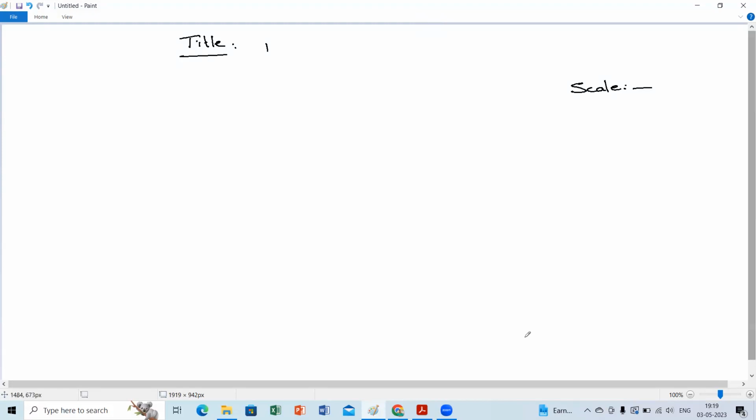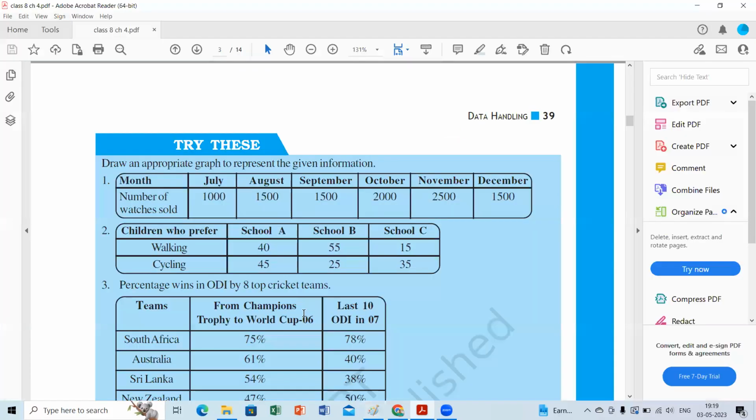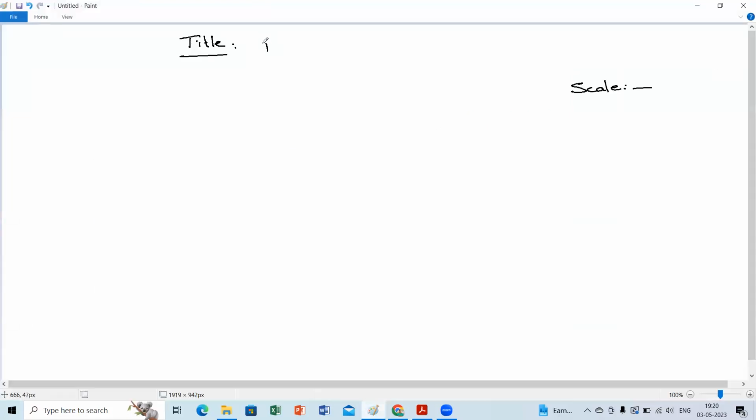Ashwat said sale of watches in different months. Yes, that's absolutely right, sale of watches from month so and so. You can represent it. Very good. The title we can use is sale of watches from July to December. It's exactly appropriate. So the title is the sale of watches.